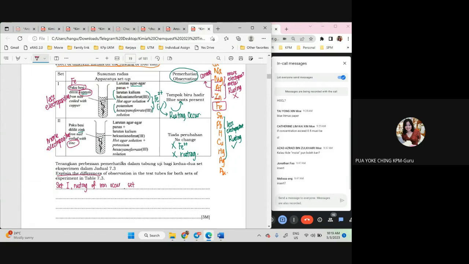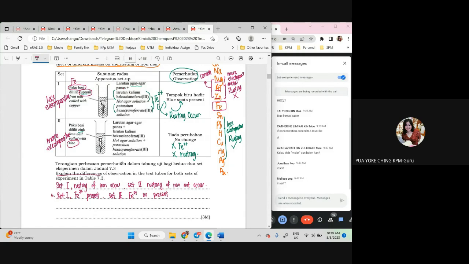Compare. Explain the differences. So, point 1, you hanya bagi tahu saya set 1 rusting of iron occur. Set 2 rusting of iron not occur. Kenapa? Sebab set 1 Fe2+ present. Set 2 Fe2+ not present.